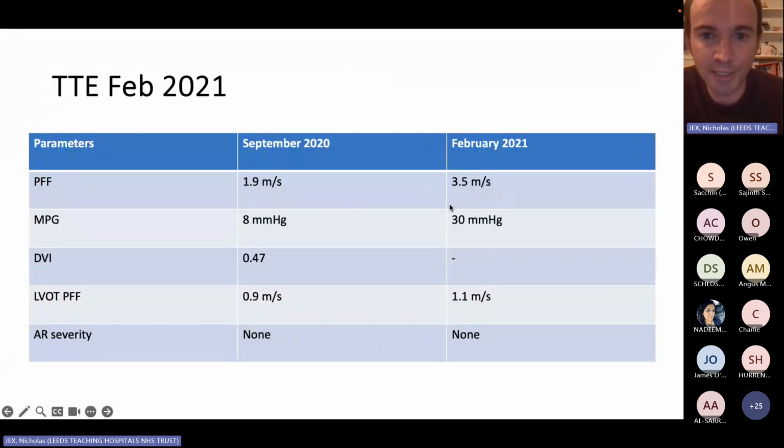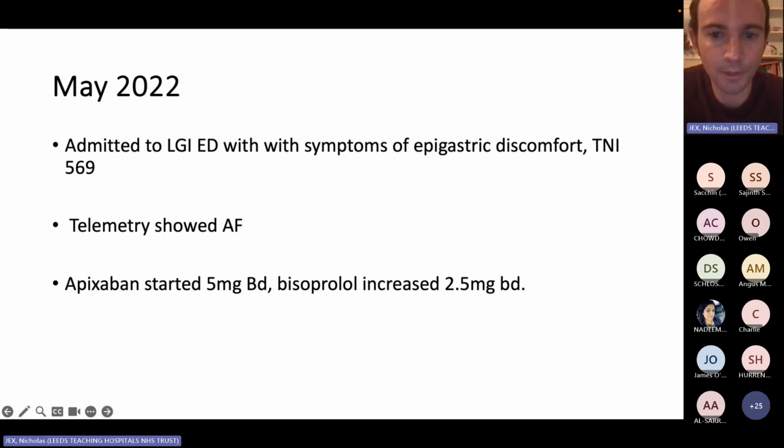So just to summarise the change, he then has another echo in February 2021, and we can see here that there's been quite a marked increase in the peak forward flow and also the mean pressure gradient. DVI was not calculated, and the LVOT forward flow has also increased. At that point, there was just a plan for a repeat echo 12 months down the line, so nothing was urgently actioned at that point.